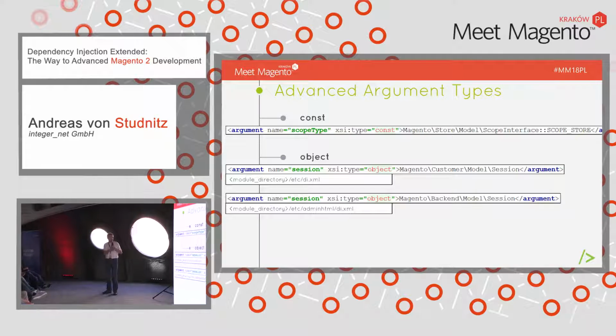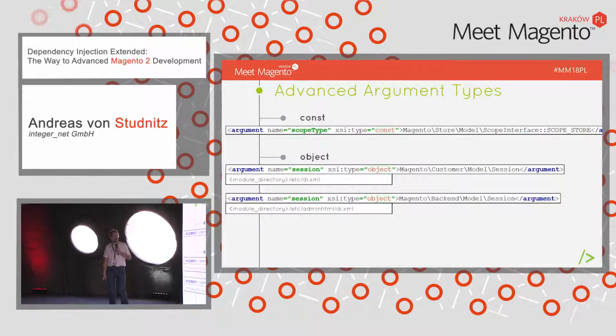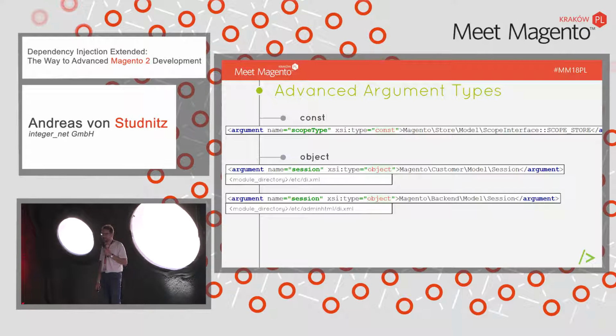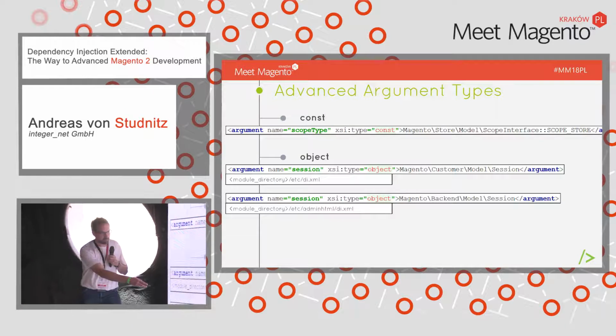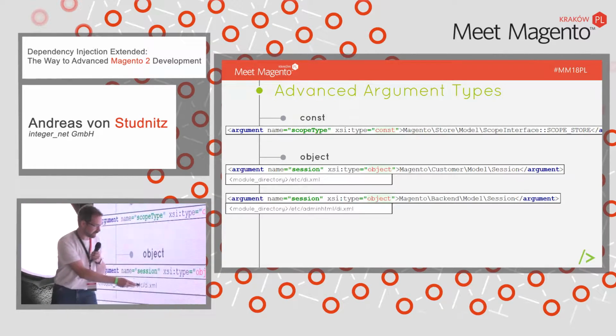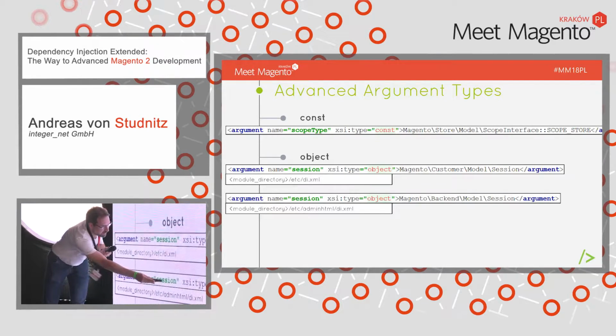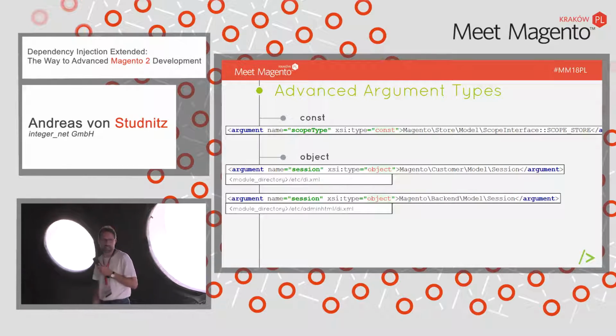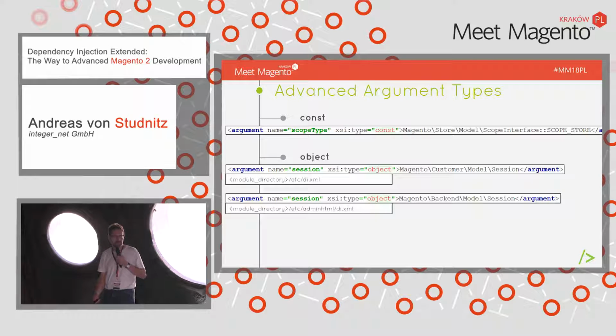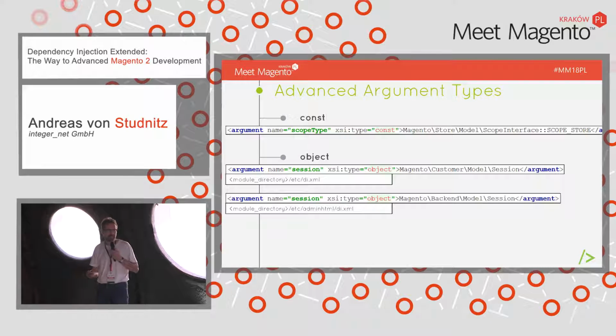And what's nice here, you can set different objects depending on the area you are in. So in the first case we have the DI.XML in the etc directory, and in the second case we have the adminhtml DI.XML file, which overrides the DI.XML, but only if we are in the admin area. So here we can use a customer session everywhere except in the adminhtml area where we use the backend session. And that's a nice way to override things in certain conditions.